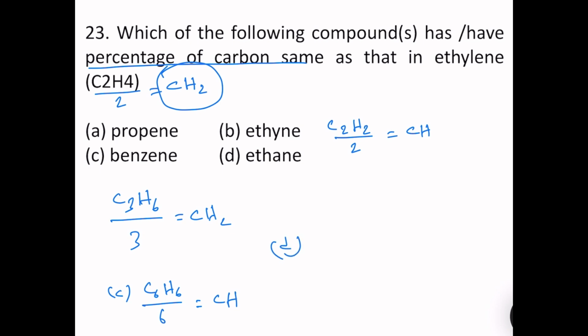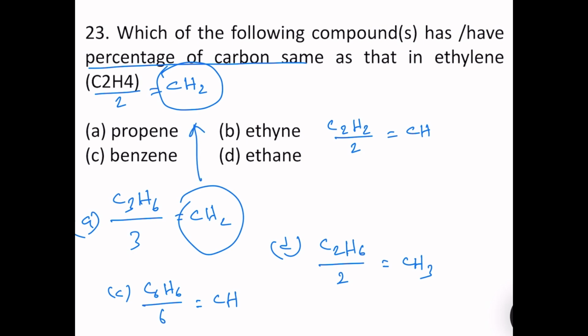In the case of ethane, C2H6, if we take the common factor as 2, then what you will get is CH3. Now you can see that only in propene you have the same simplest formula as in ethylene, and therefore that should be the correct answer. This is just a trick to use.